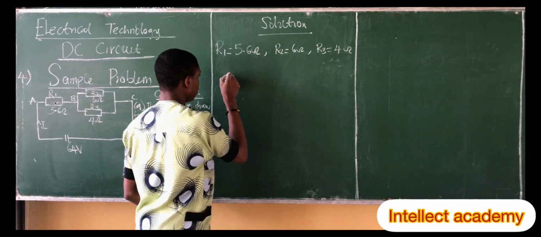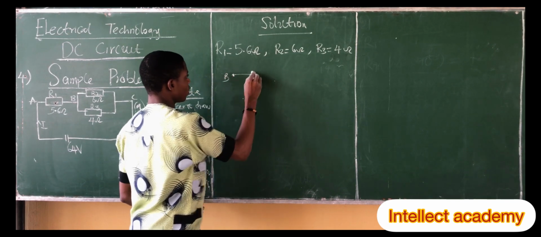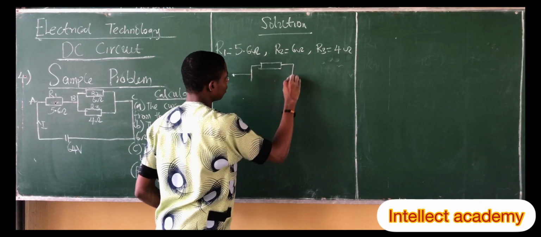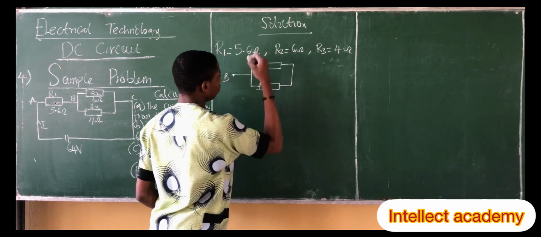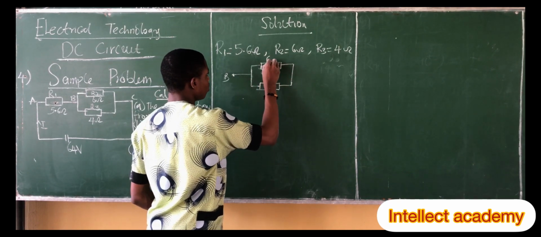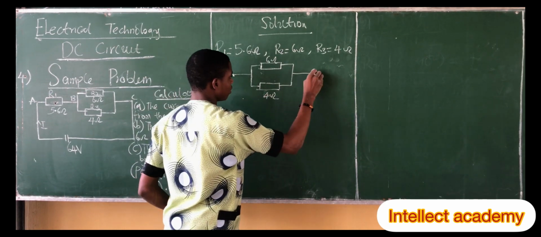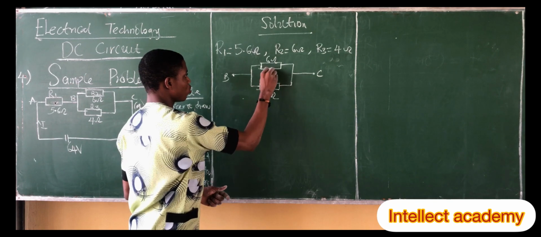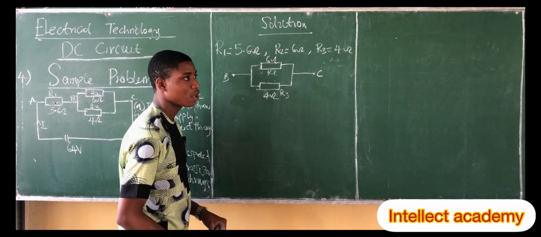Inside this part we have point B. Then we have a circuit like this, a resistor like this. Don't mind my drawing, please. Here we know this is the 6 ohms and this is the 4 ohms, and this is C. This is R2, this is R3. We're going to resolve this and find the equivalent resistor.